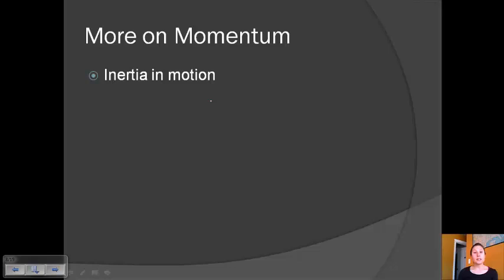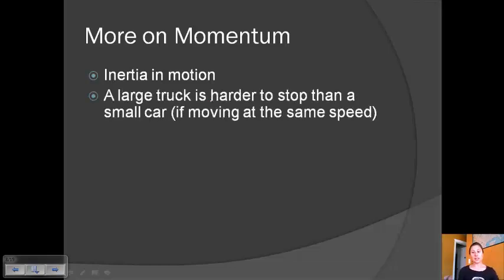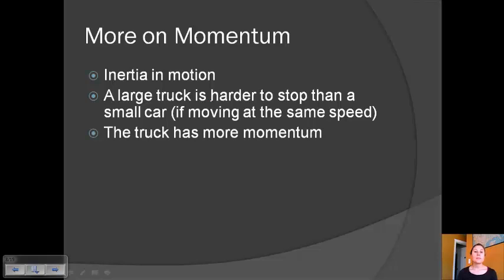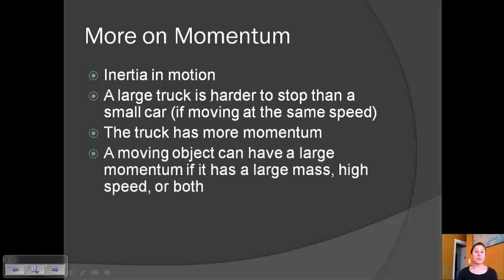Okay, well, momentum is basically inertia in motion. If something has a lot of momentum, it's usually difficult to change its motion, either to get it to stop or to get it to start. So a large truck is much more difficult to stop than a smaller car if they're moving at the same speed, because the only other variable at play there is mass, and the larger truck is going to have more mass. And so it would have more momentum.